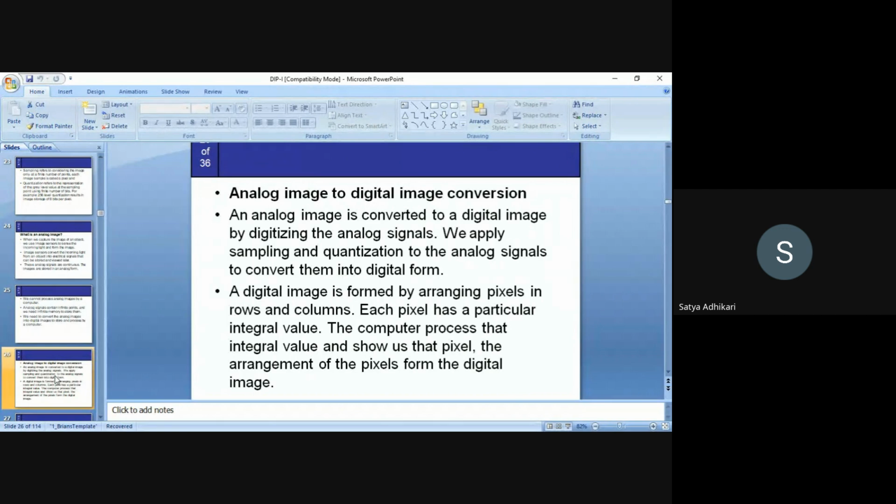A digital image is formed by arranging pixels in rows and columns. We know that a computer screen or your mobile phone screen consists of rows and columns, and each pixel has a particular integral value. The computer processes that integral value and shows that pixel. The arrangement of the pixels forms the digital image. So we know that the smallest component of a digital image is the pixel, and every pixel has an integral value, from which the computer shows that pixel to us.